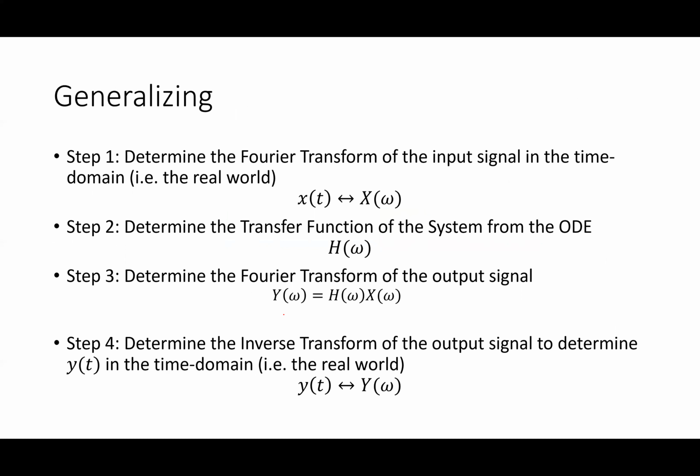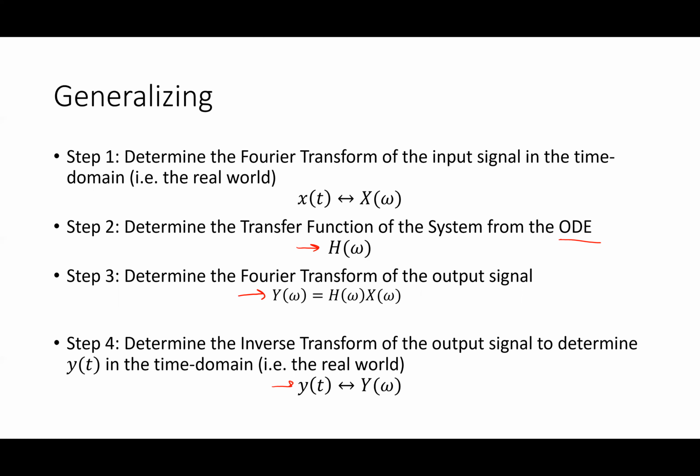So if I have an input to some system, x of t, I need to be able to look at that x of t and get to the transform. I need to be able to figure out the transform of my input. I need to be able to look at the differential equation, what I've called here the ODE, and figure out what is the transfer function h of omega for that system. Then I figure out the Fourier transform of the output using h of omega times x of omega. And then I should be able to take that thing and reverse it into the time domain.